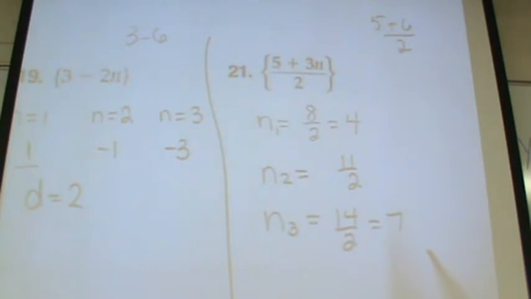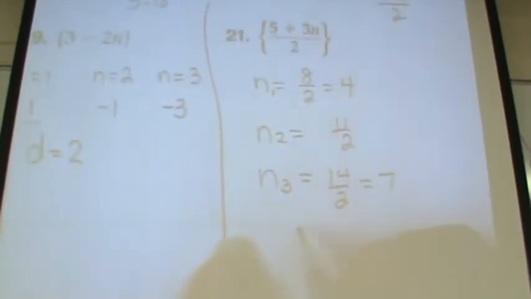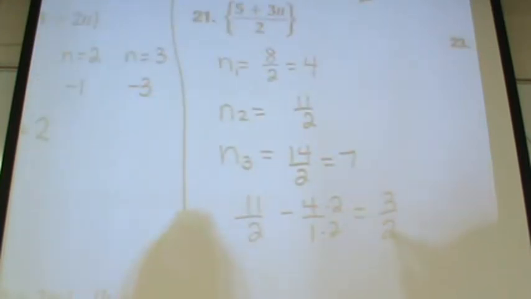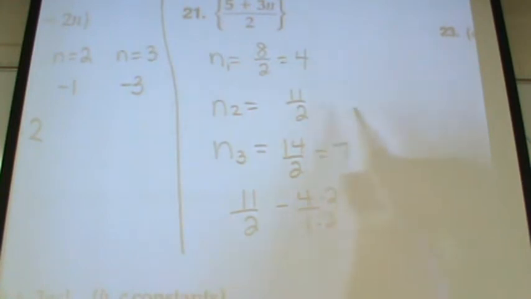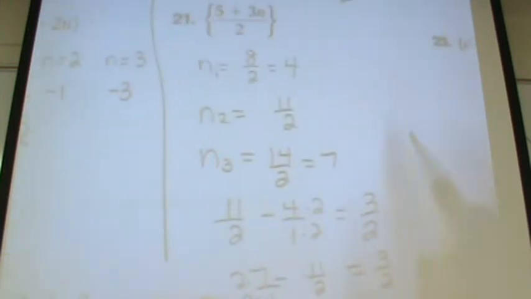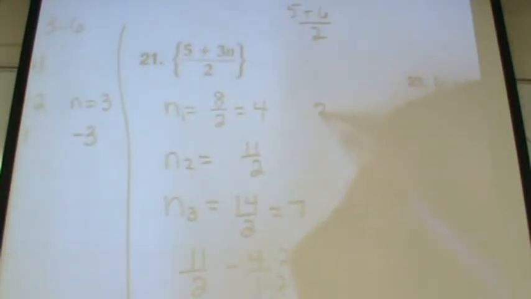So now you're going to subtract these and make sure that you have a common difference. 11 over 2 minus 4. So get a common denominator and you get 3 halves. And then you do 7 minus 11 halves. Get a common denominator. 14 over 2 minus 11 over 2 is 3 halves. So you're showing that you have a common difference. So 3 over 2 is your D value.